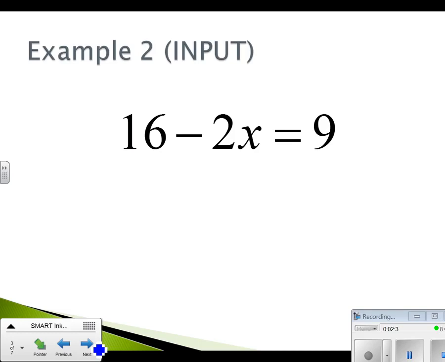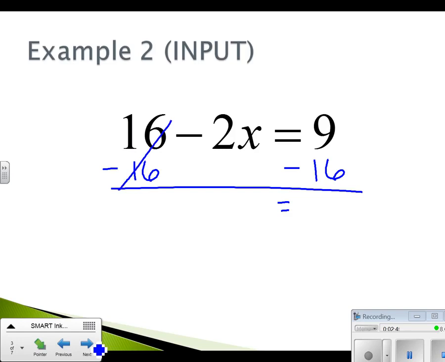So to get the x alone, we're going to first subtract 16, because if you're getting rid of the negative 2, you're dividing by negative 2. So we're going to do the subtraction first. Whatever we do to one side, we do to the other. Show that. The equal sign's right here. The reason why we subtract 16 from both sides, this right here simplifies to 0. So now we're left with negative 2x is the same as 9 minus 16, which gives you negative 7.